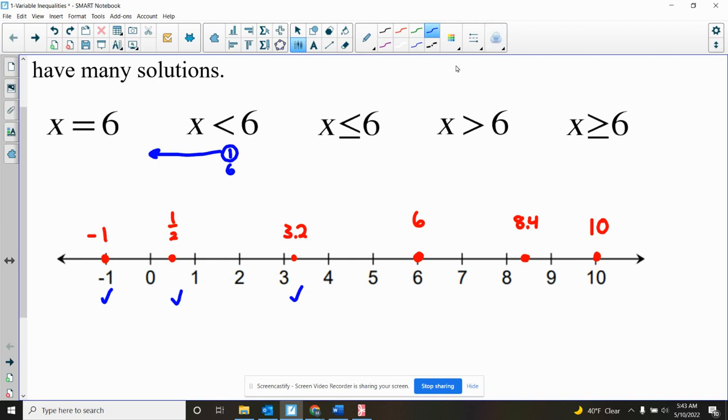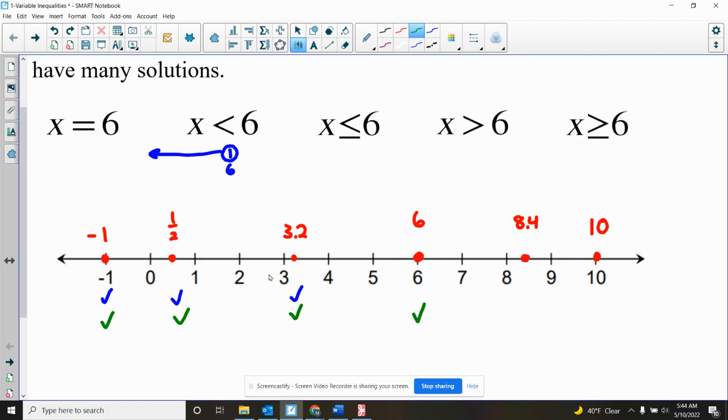Okay, let's now do the same thing with x less than or equal to 6. I'm going to do this one in green. So which numbers are less than or equal to 6? So this is saying you can be smaller than 6 or you can be 6. So -1 is smaller, 1/2 is smaller, 3.2 is smaller, 6 is equal, so that equal bar underneath counts. 8.4 is bigger and 10 is bigger.